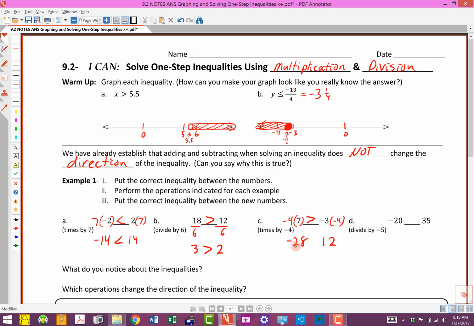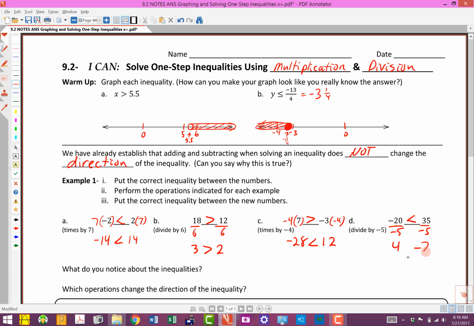And now, this one's negative and that one's positive. The positive one's got to be bigger, so it goes like that. And on this one, we're going to divide by negative, whoops, I forgot to put the symbol in between there. Negative 20 and 35, the negative one's smaller, so this is going to be this way. We're going to divide both sides by negative 5. So negative divided by negative is a positive 4, and 35 divided by negative 5 is negative 7.